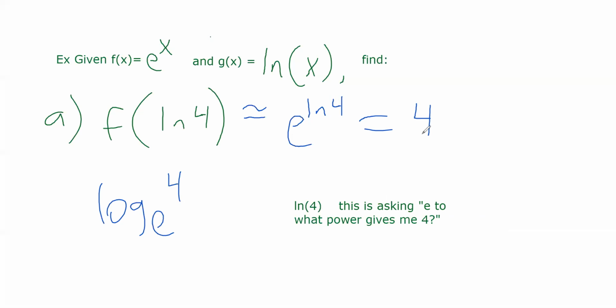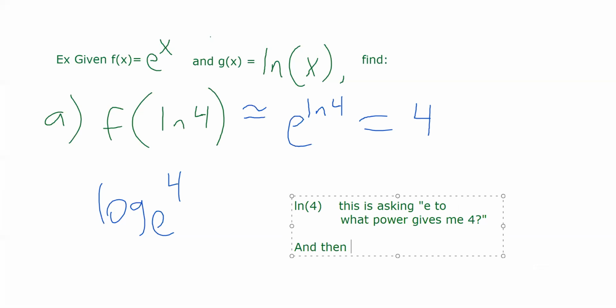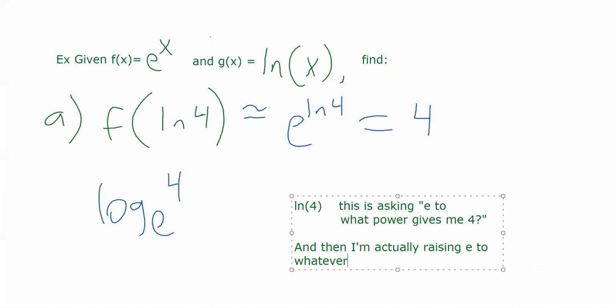It's almost just like you're deconstructing the entire purpose of logarithms, or their entire existence here. So ln of 4 answers the question, e to what power gives me 4? And then I'm actually raising e to whatever that power is, which is expressed by the natural log of 4. So of course it's going to give you 4. Awesome. So I didn't even need to use a calculator there.